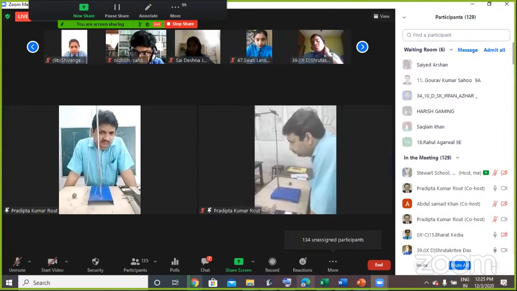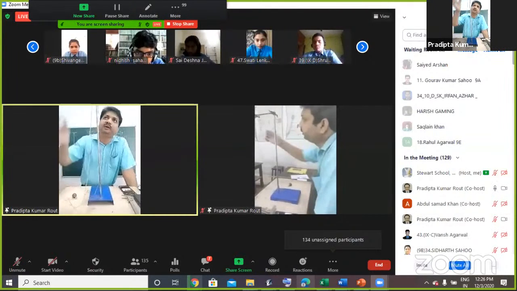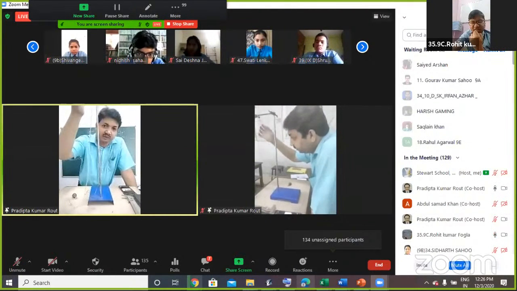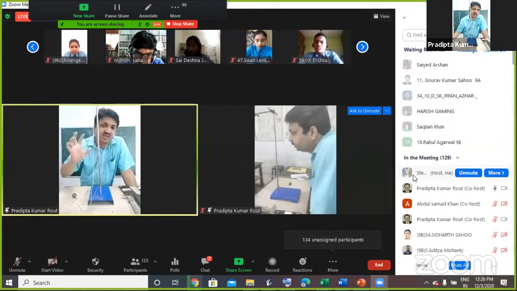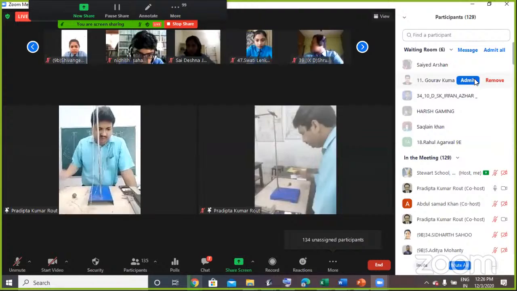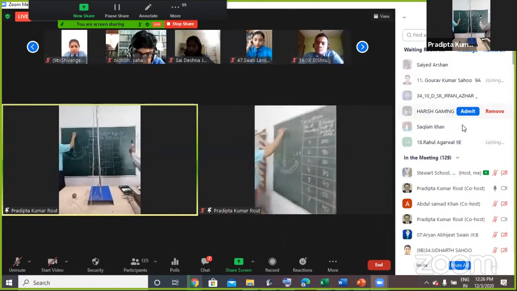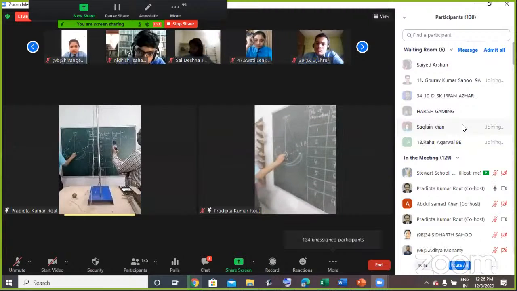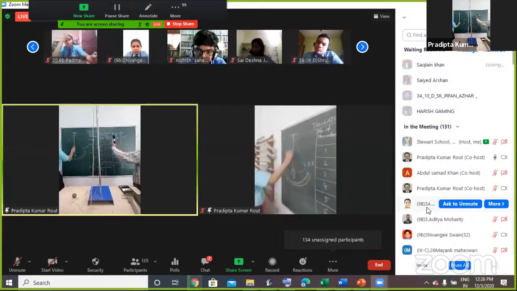Effective length is the distance from the point of suspension to the center of gravity of the bob. Look at the diagram here. This is the point of suspension. This is the center of gravity of the bob. From this point to this point, the total length is called effective length.